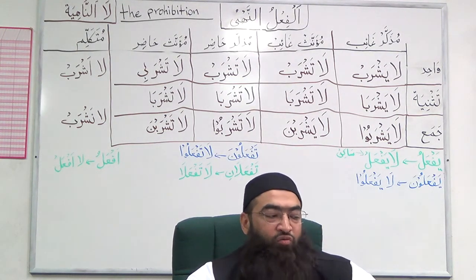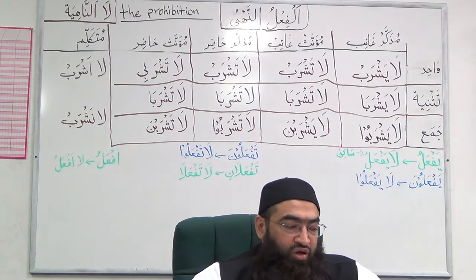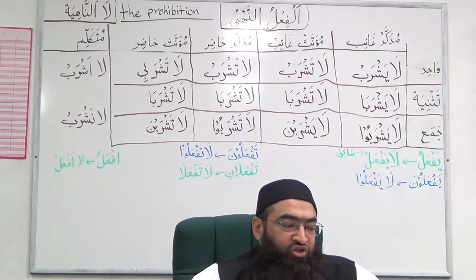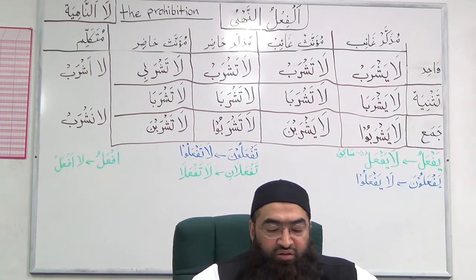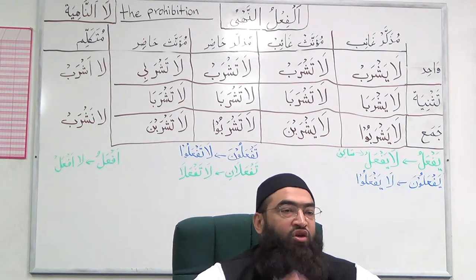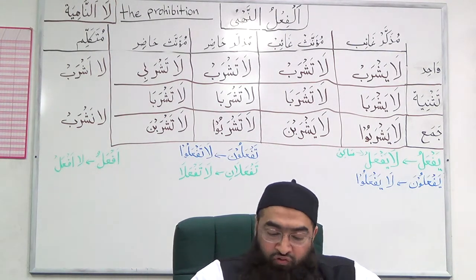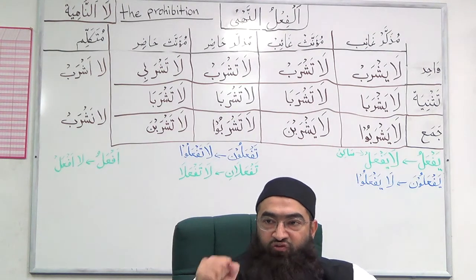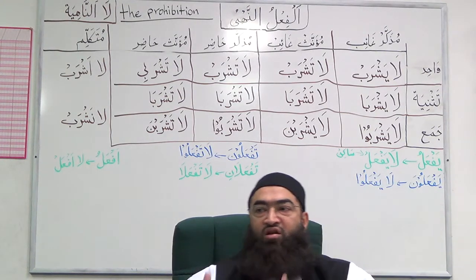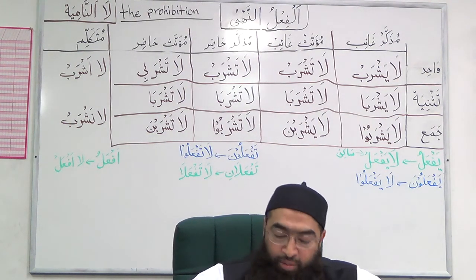The last verb tense that we're going to learn, and after that we will go into asma, nouns, is al-fi'l al-nahi. Very much like al-fi'l al-amr, the command. This is al-fi'l al-nahi, which means the prohibition. If you want to command someone to never do something, or you want to prohibit someone from doing something, to stop someone, or to forbid someone, or to restrict someone. Over there you are demanding or instructing somebody. Over here you're restricting and forbidding somebody. So this is called al-fi'l al-nahi, or the prohibition.